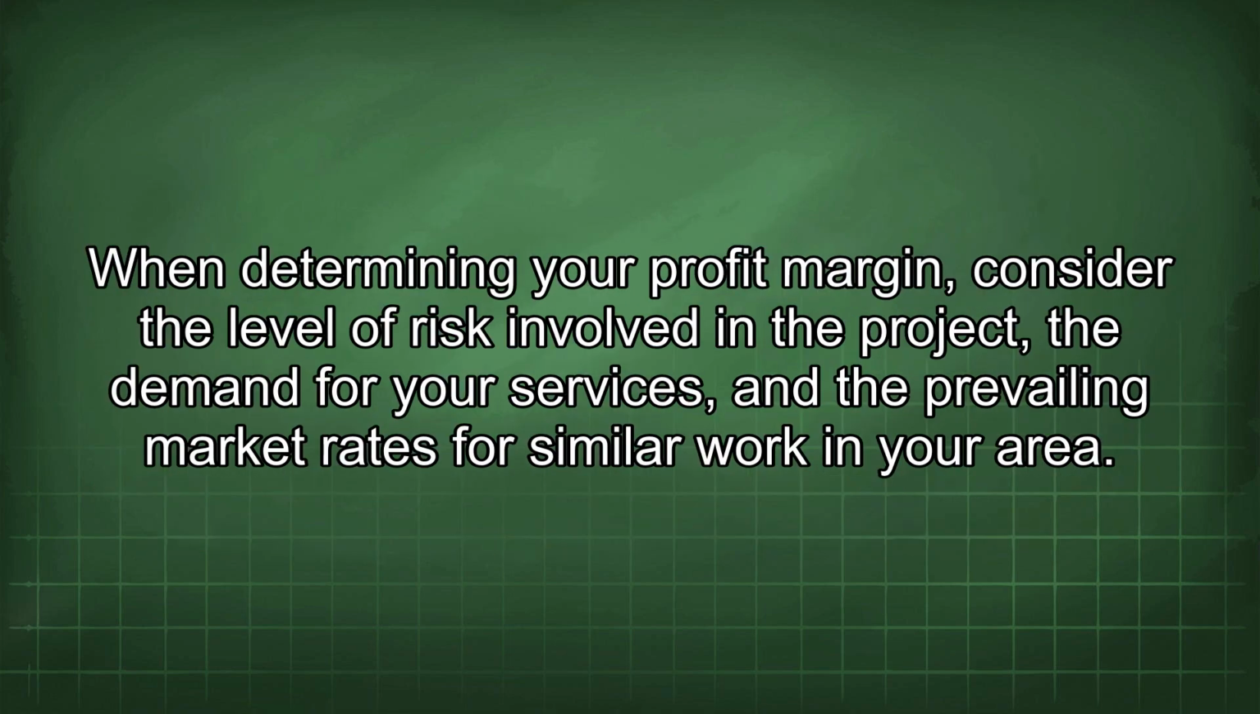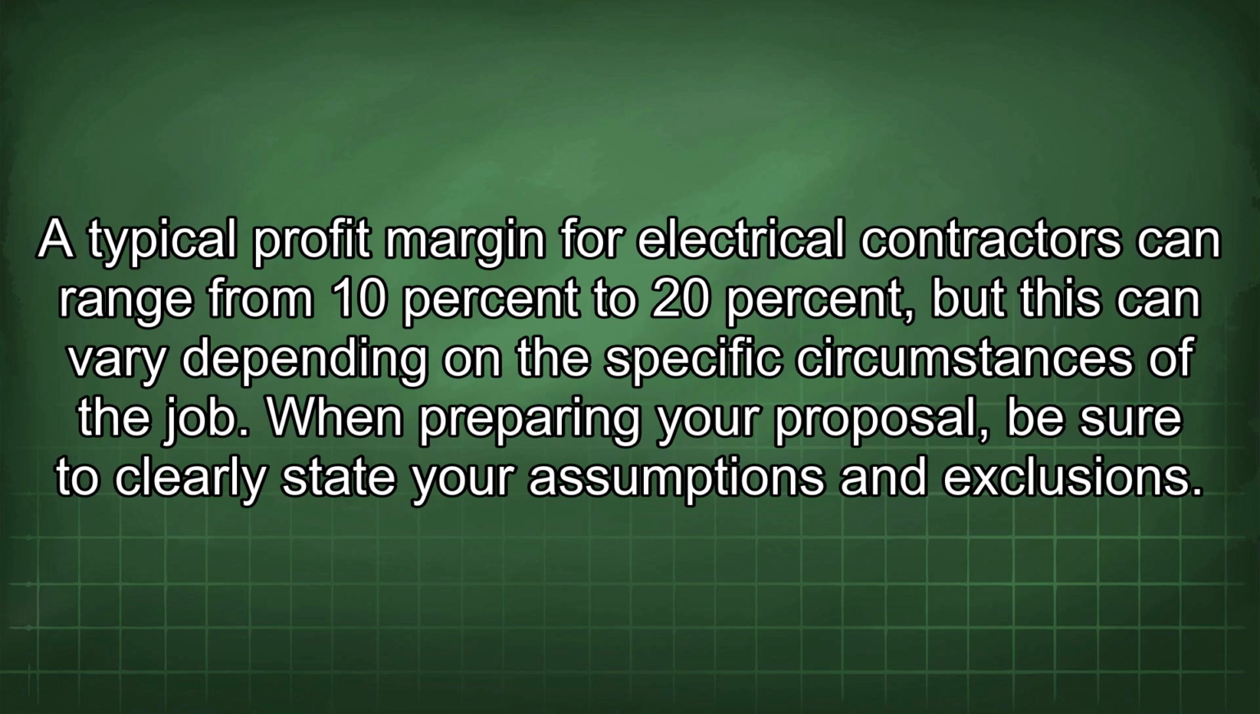When determining your profit margin, consider the level of risk involved in the project, the demand for your services, and the prevailing market rates for similar work in your area. A typical profit margin for electrical contractors can range from 10% to 20%, but this can vary depending on the specific circumstances of the job. When preparing your proposal, be sure to clearly state your assumptions and exclusions.